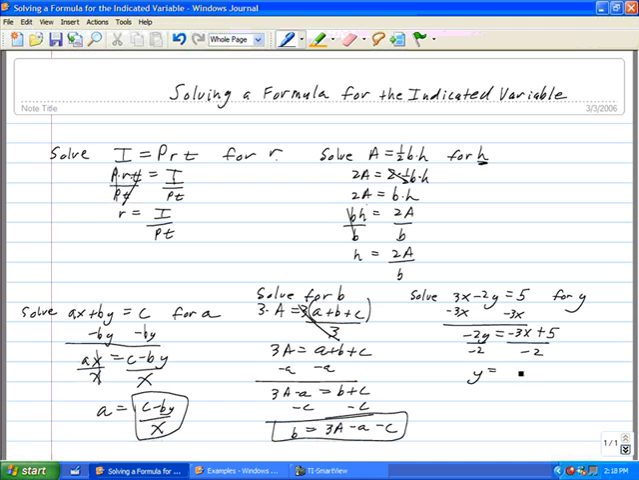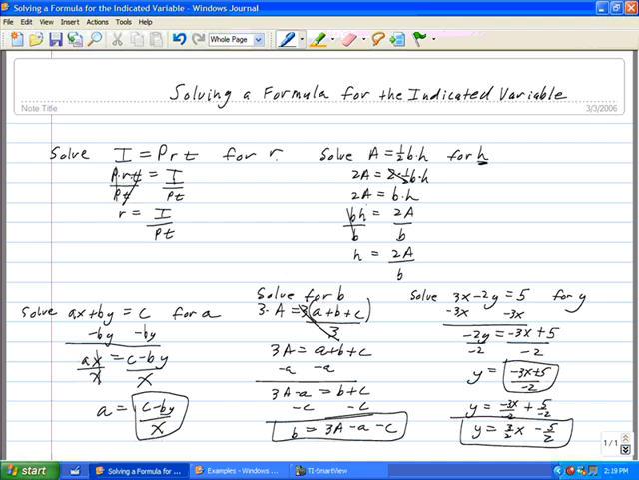and you end up with y equaling negative 3x plus 5 over negative 2. And you could choose to separate that into negative 3x over negative 2 plus 5 over negative 2, which simplifies to 3 halves x minus 5 halves. So again, this was an acceptable answer, but if you choose to, you can break it up and give your answer in this other form.